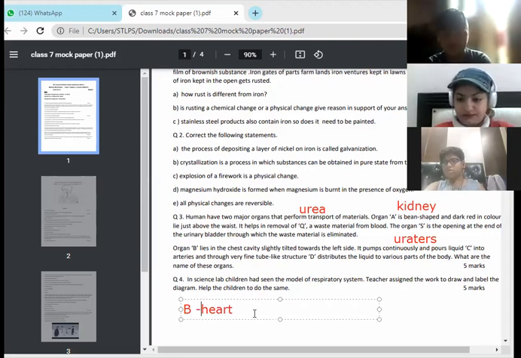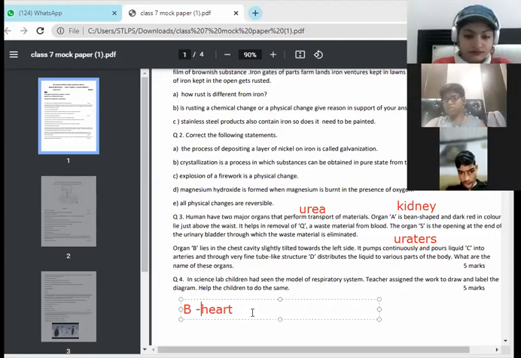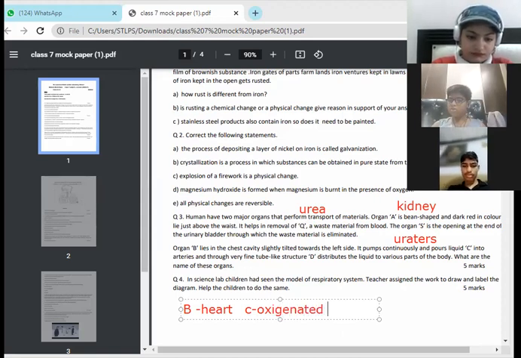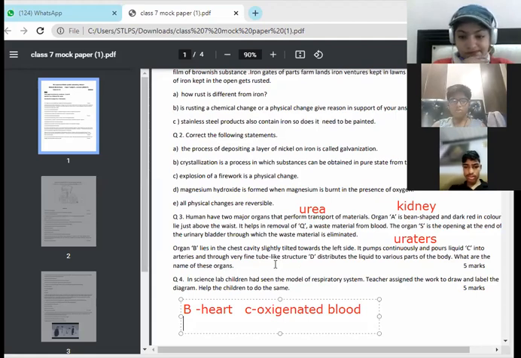it continuously pumps and pours liquid C into the arteries. Which liquid? C, which stands for which liquid is pumped into the arteries? Tell me. Oxygenated blood. Yes, oxygenated blood.